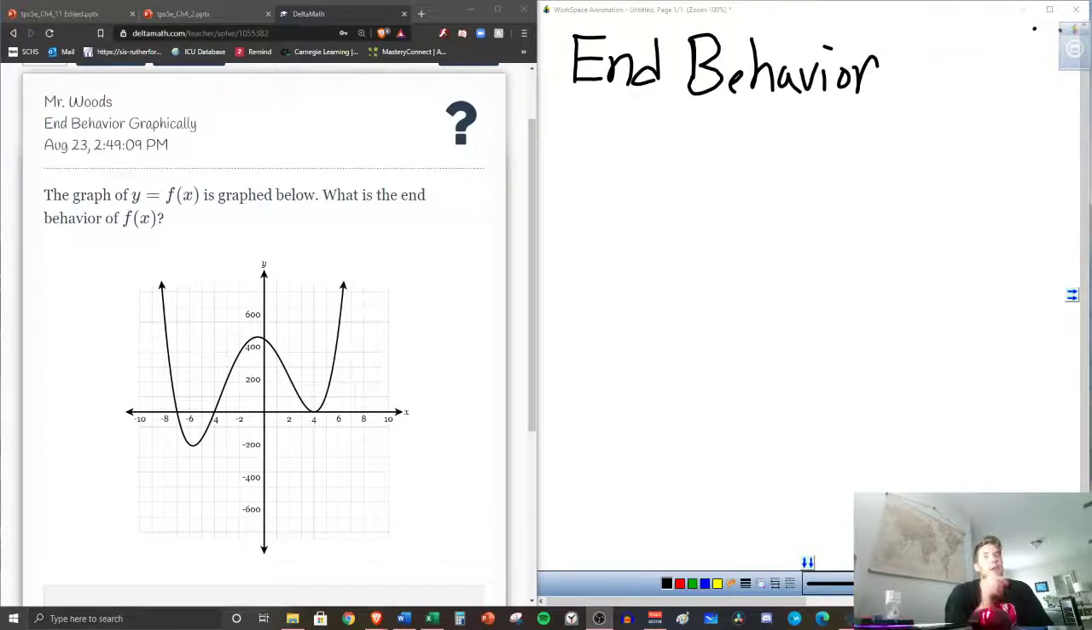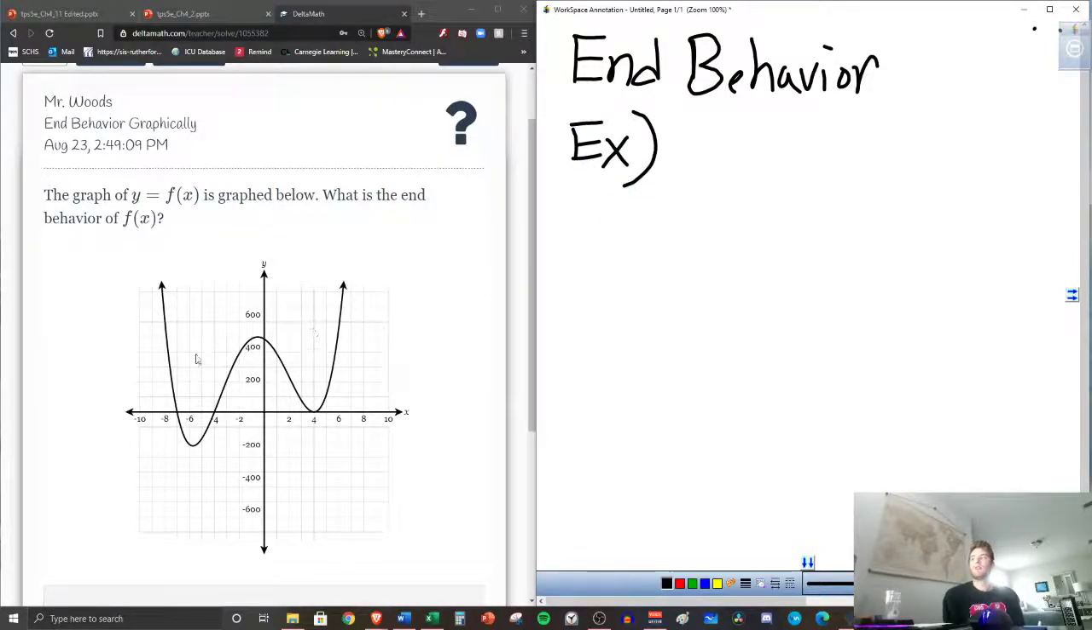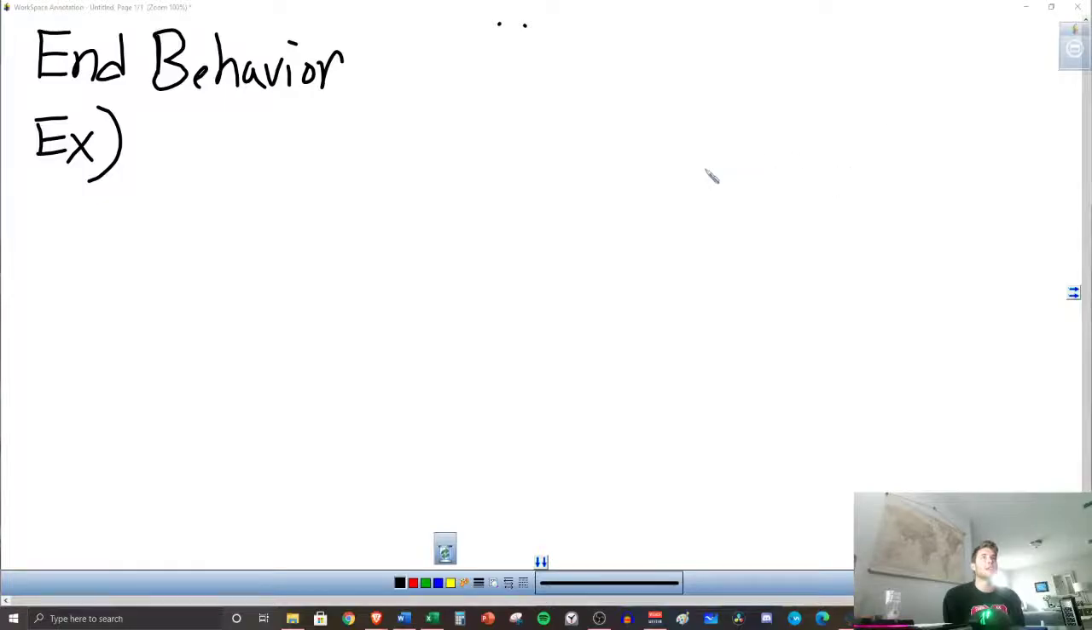In your notes, go ahead and draw a line, write end behavior, and then put in there example, and draw yourself a simple sketch of this. Don't draw the numbers, just do an XY axis and draw this, okay? And then to the right side, we're going to put a definition, a description. This is what end behavior is.